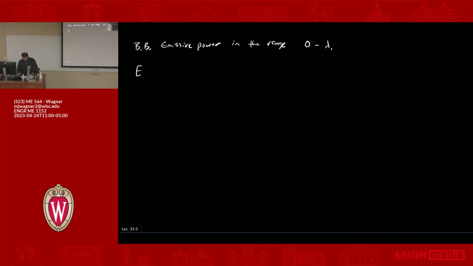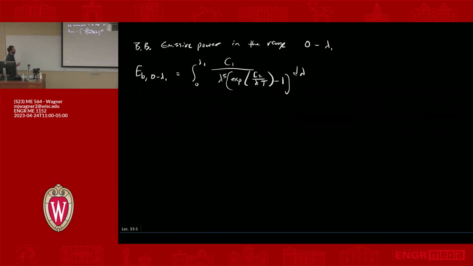We'd write it as follows: E_B from 0 to lambda 1 is equal to the integral from 0 to lambda 1 of Planck's law, C1 over lambda to the 5th, times the exponential of C2 over lambda T, minus 1, d lambda. So you could maybe do that numerically.